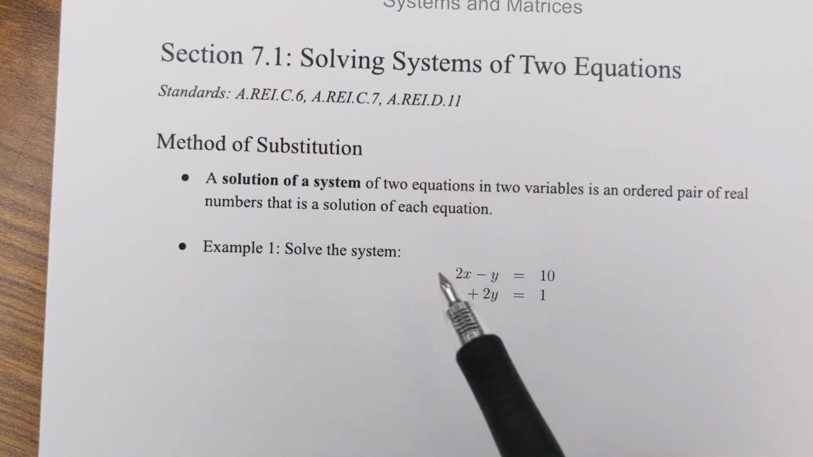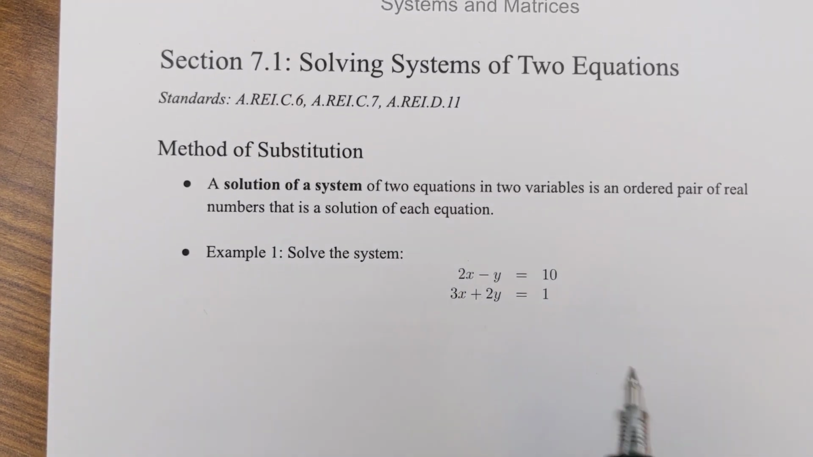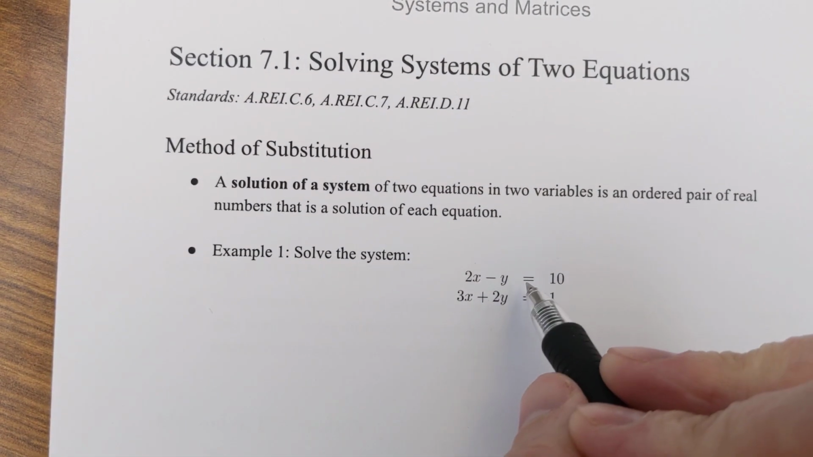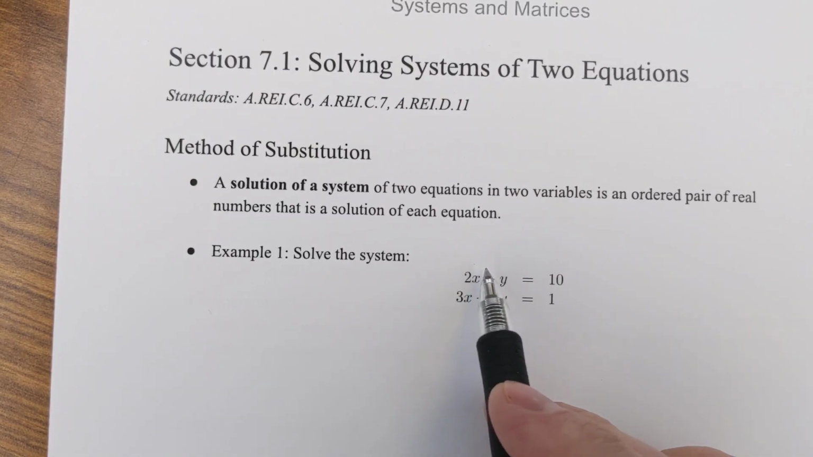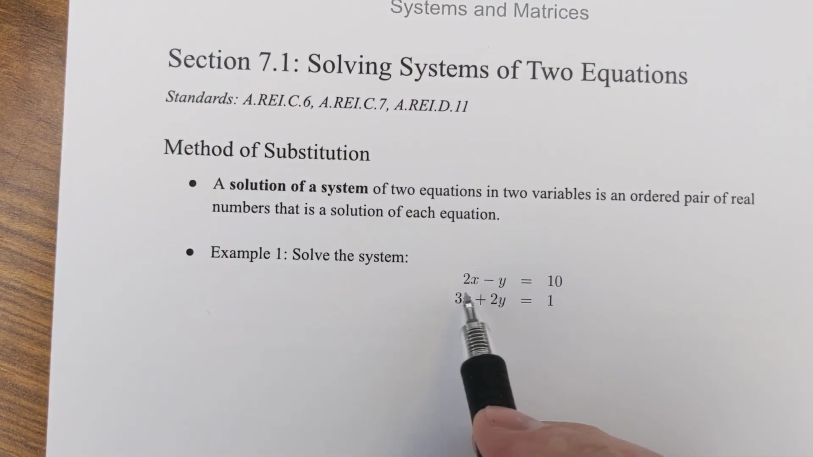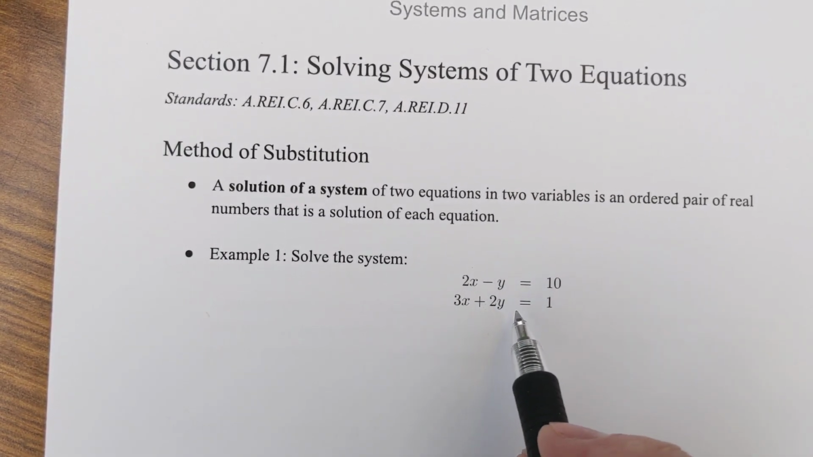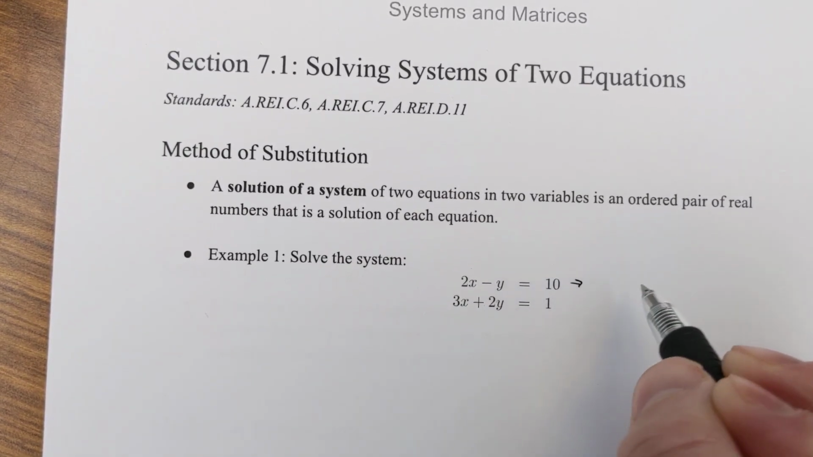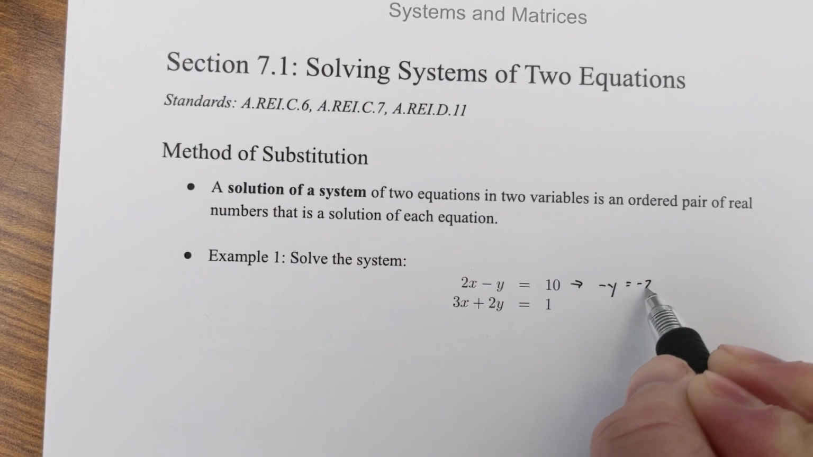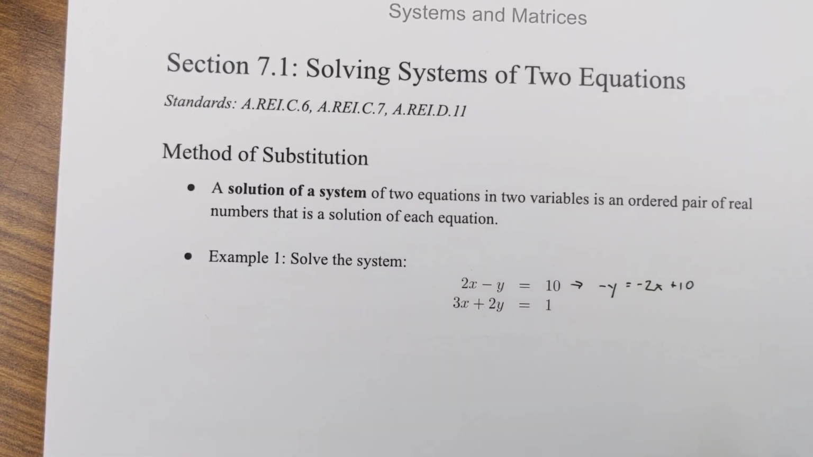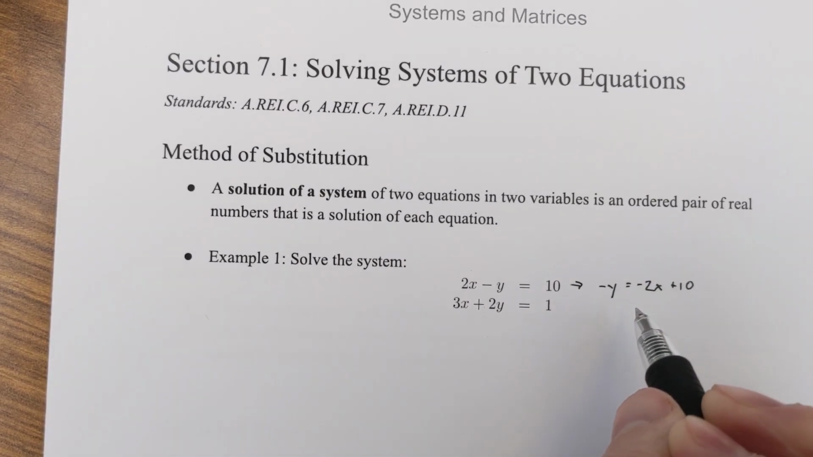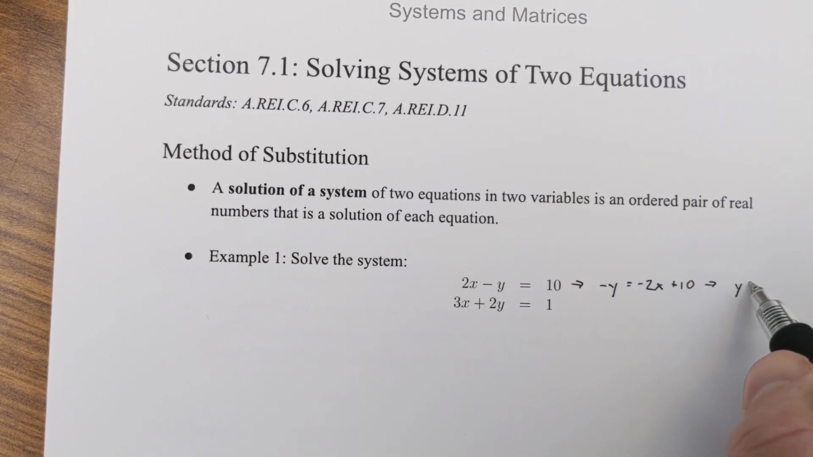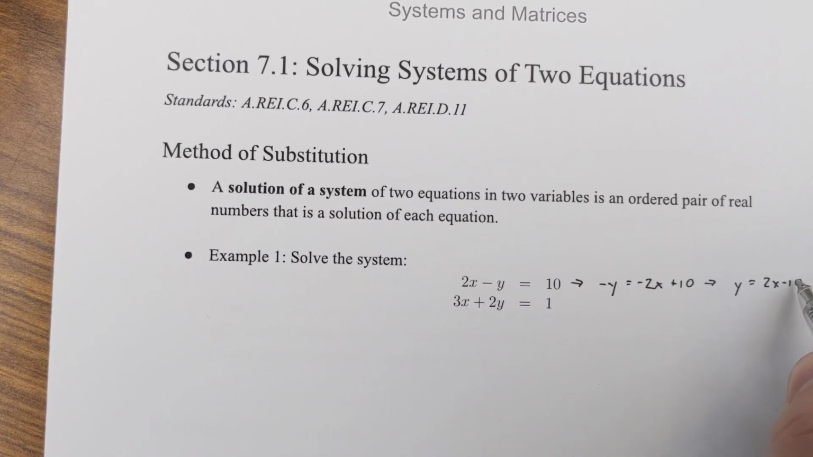Now, if you're using the method of substitution, we're going to rearrange one of these equations for one of the variables. So we're going to solve either the top or the bottom equation for x or for y. It doesn't matter which one we choose. I'm actually going to solve the top equation for y. So I'd have to move the 2x to the right, which would give me this, and then divide everything by -1. So y is equal to 2x minus 10.